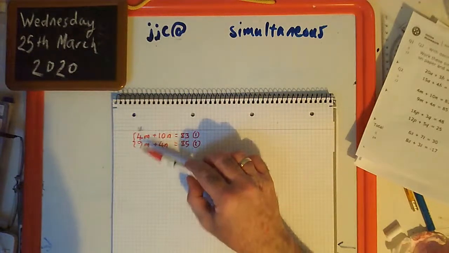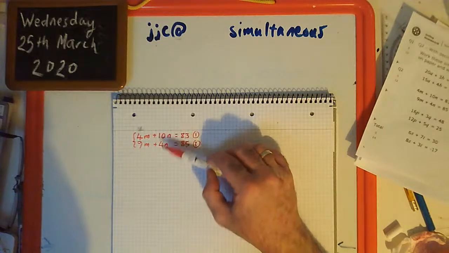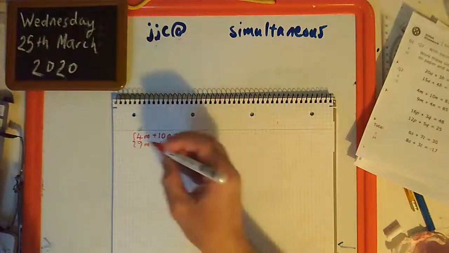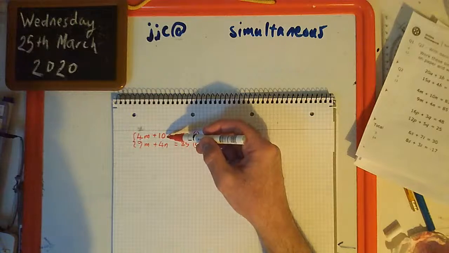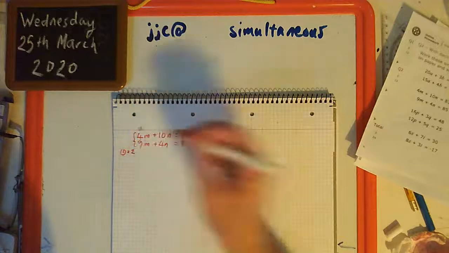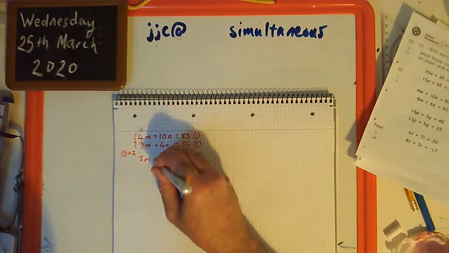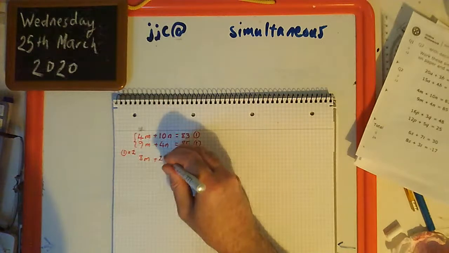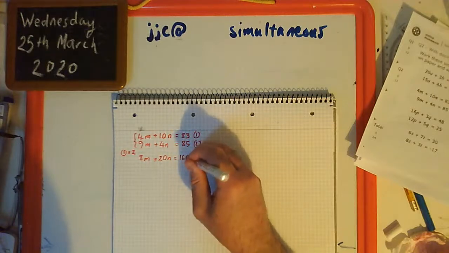4 and 9 both go into 36. 10 and 4, well, they both go into 20. Let's try and make the ends the same this time. So I'm going to try and multiply up so that each equation has got 20n in it. So that's going to be equation 1, multiply everything by 2 to get 8m. So instead of 4m, 8m. Instead of 10n, 20n. Instead of 83, 166.